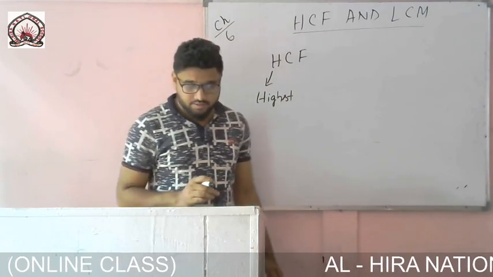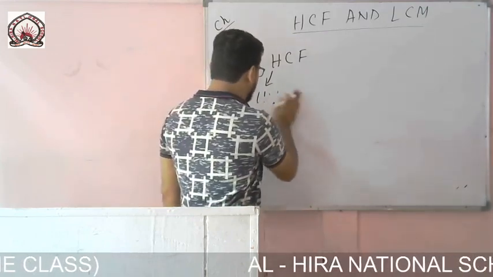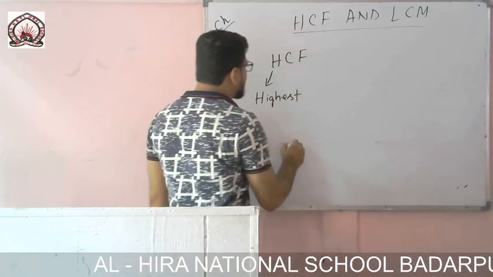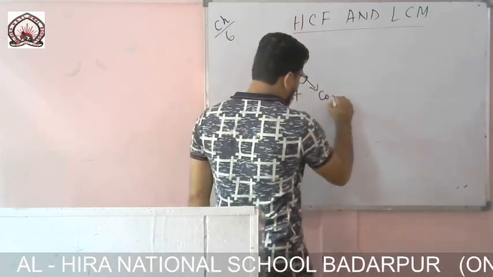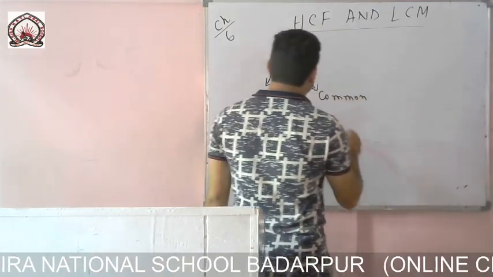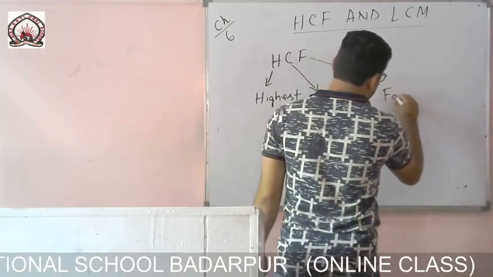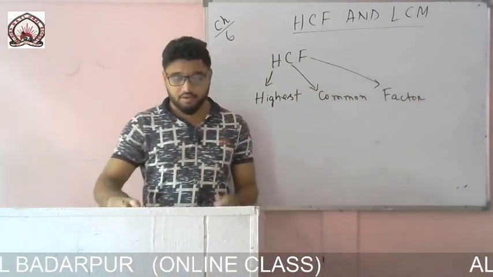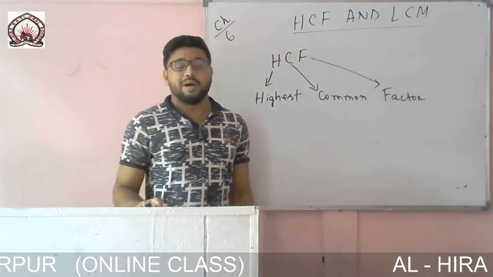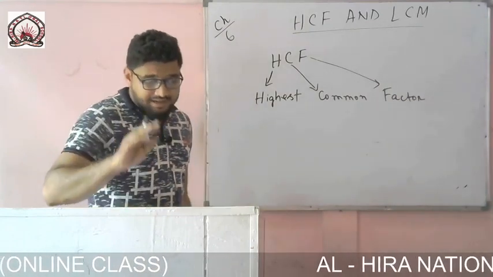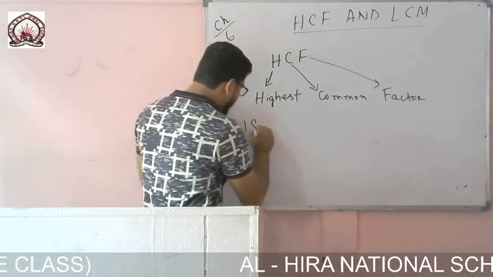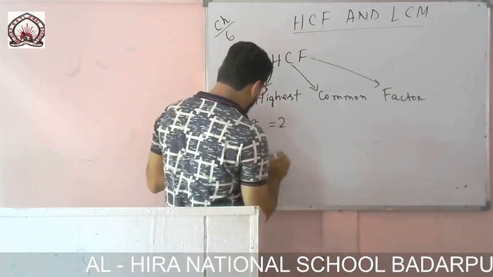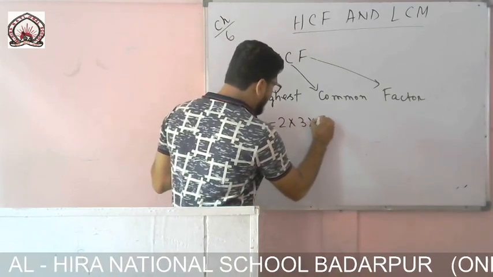Highest, C for common, F for factors. Highest common factor. Okay. So what is highest common factor? Suppose, let me take an example. 18. If I factorize 18, then I shall get 2 into 3 into 3.